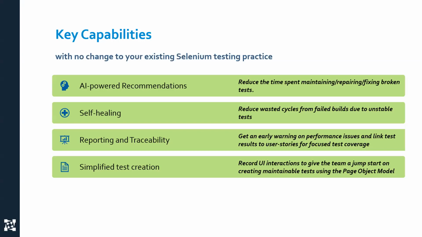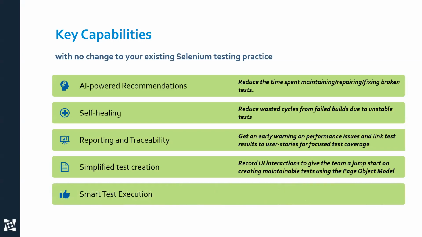You can go in and tweak it, and it really gives you a jump start with that page object model to make sure that you can accelerate forward. And then last but not least, smart test execution. How can I execute my tests in a smart way? By focusing on the change, I can get quicker feedback as part of my CI/CD process.